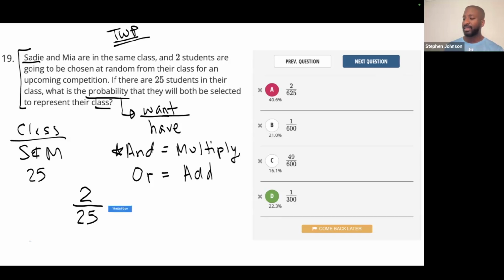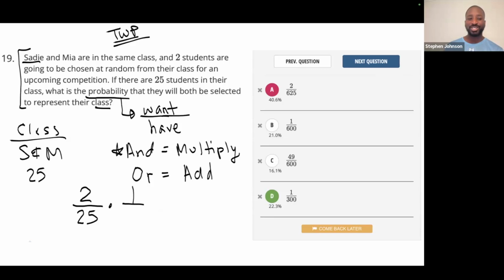And then the second probability, now that one of them is chosen, what do I want to happen the second choice? Well, I want to choose the other student, right? So if I chose Sadie the first time, I want to make sure Mia's chosen the second time. So now there's only one thing that I want to happen, which is choosing the other student, either Sadie or Mia, I'm sorry.